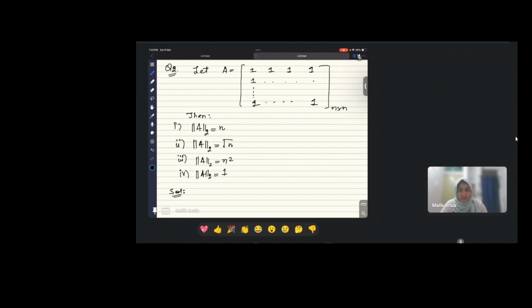Answer is second option, root n. Root n, right? It's wrong, but how did you approach this question?